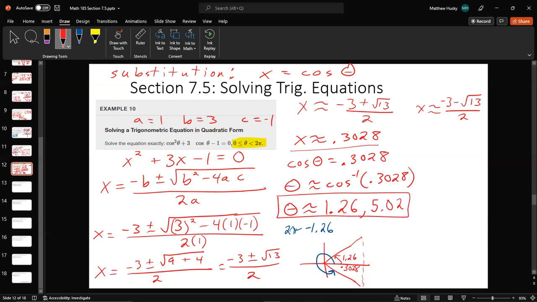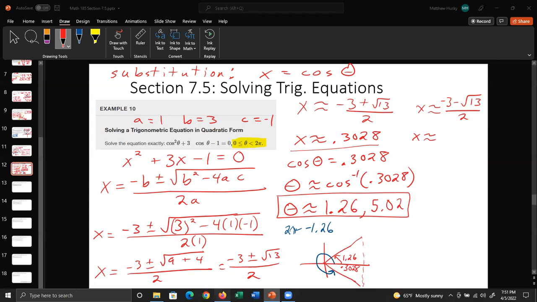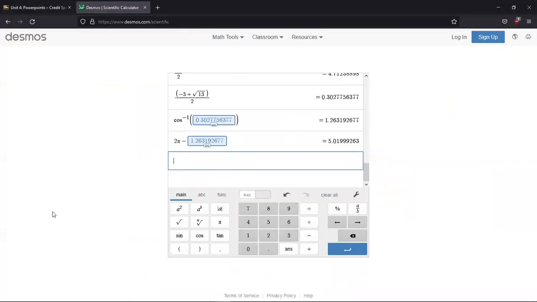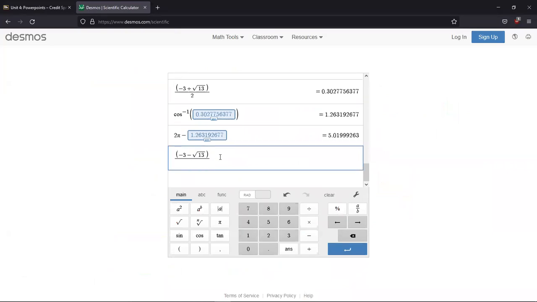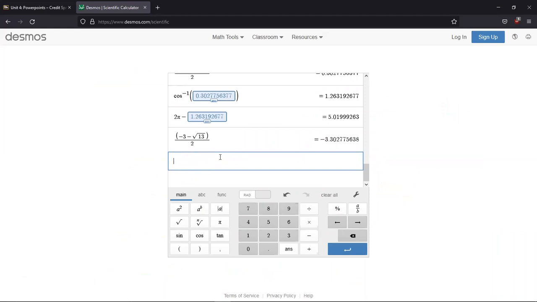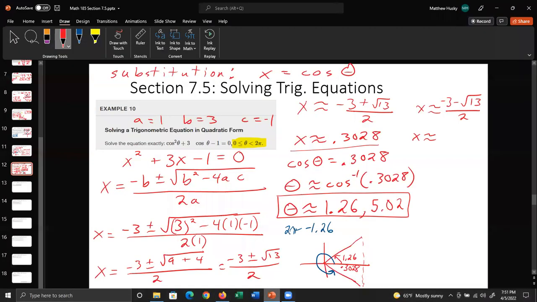Now we need to see what this is going to be when I subtract the square root of 13. So let's go back to the calculator here. We're going to do -3 minus the square root of 13. Click over here and close the parentheses, divide by 2. That gives you -3.3. We'll just round that off at -3.3.